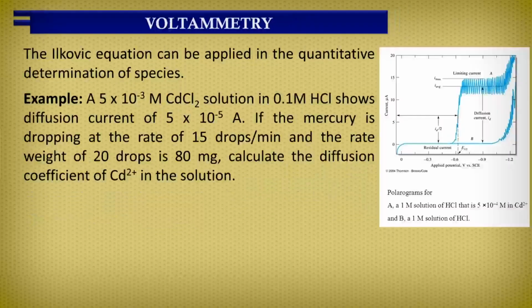Now, let's look at a typical problem. This is a 5 times 10 to the power minus 3 molar solution of cadmium chloride in 0.1 molar HCl. It shows that the diffusion current is this. Now, remember we are using a dropping mercury electrode in our analysis. If the mercury is dropping at the rate of 15 drops per minute, and the weight of 20 drops is 80 milligrams, calculate the diffusion coefficient of cadmium ion in the solution.